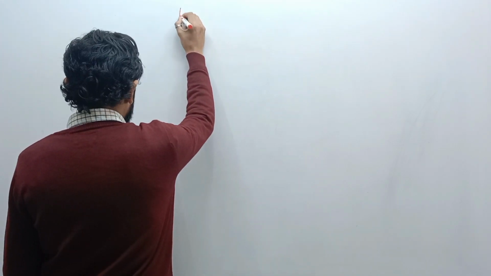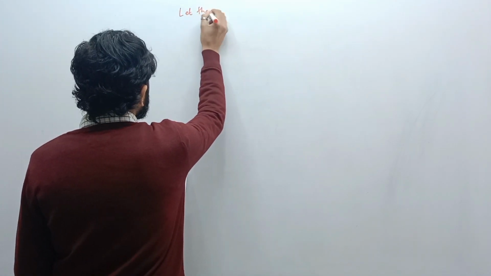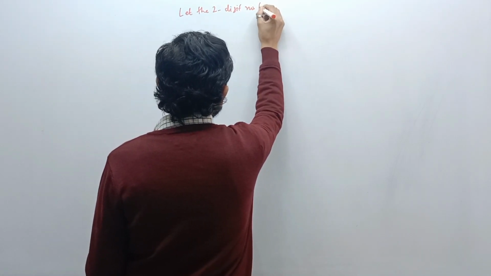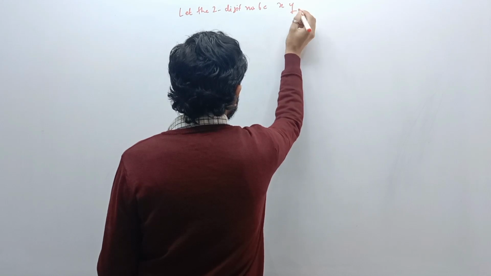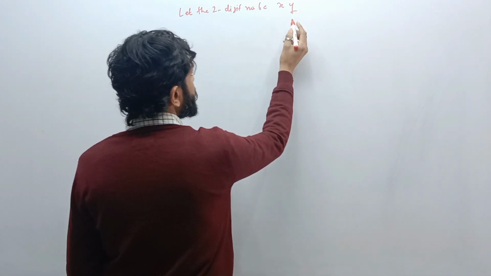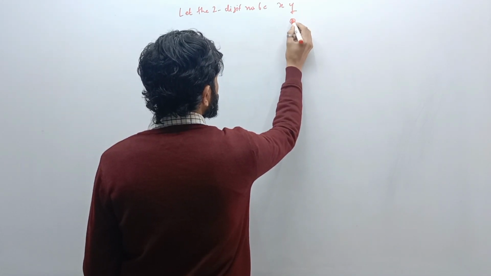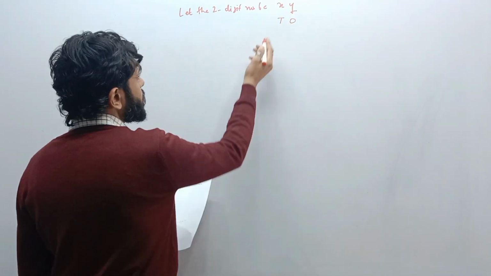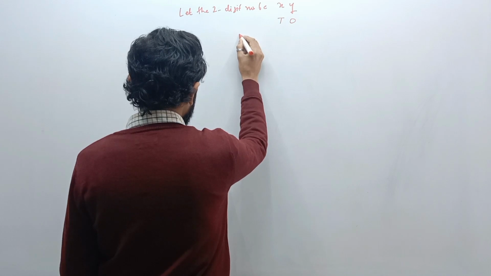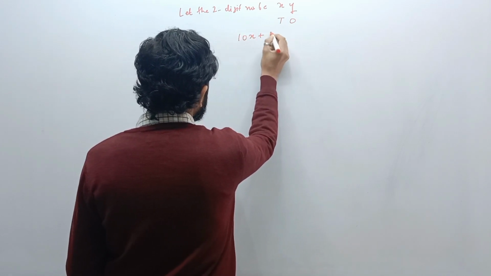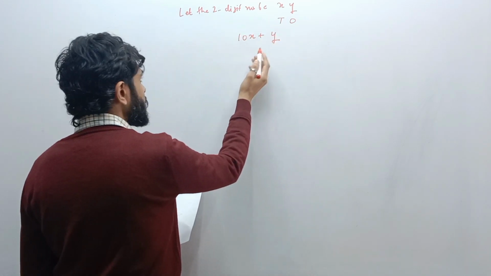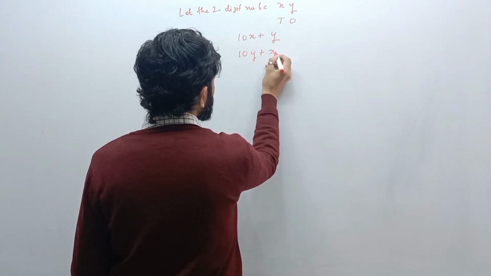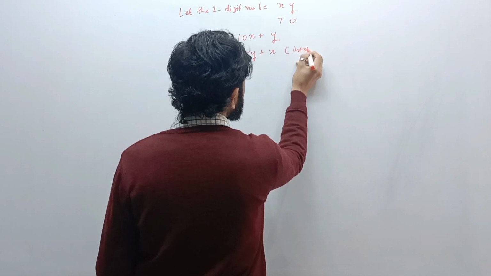So now let the two-digit number be xy. Why have we taken x and y? Because y would be at the 1's place and x would be at the 10's place. Now the number, according to this, would become 10x plus y, and if the digits interchange their places, the new number would be 10y plus x after interchanging the places.